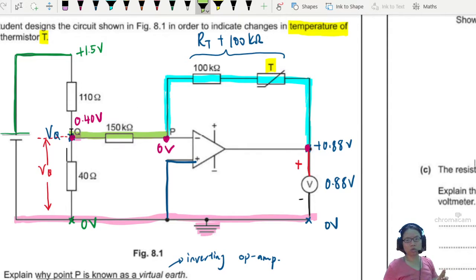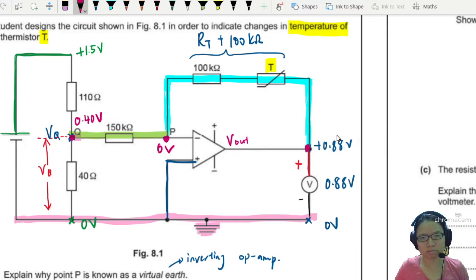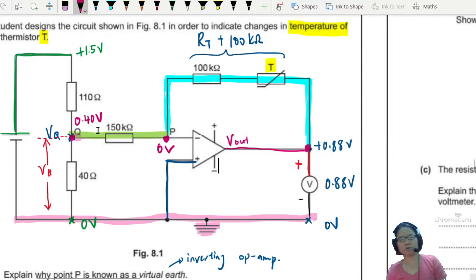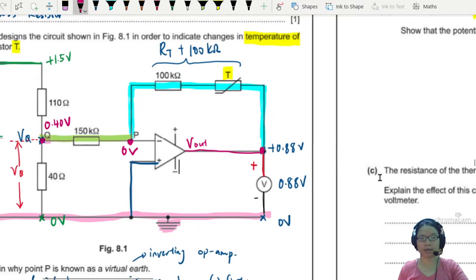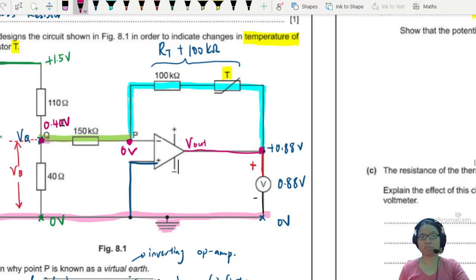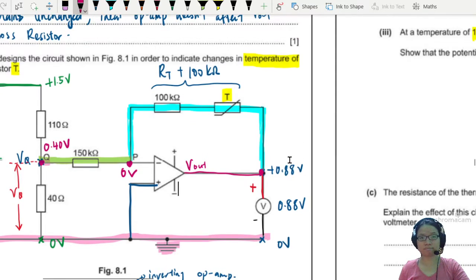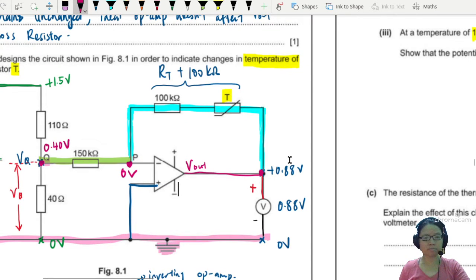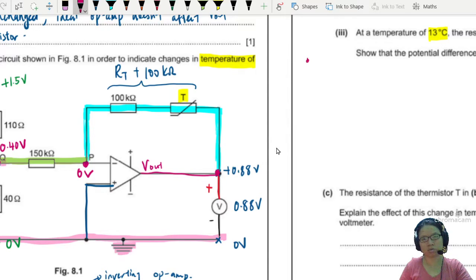Connecting point Q to P to V out. I'm going to label this V out. Connected to here. I'm going to straighten my beautiful resistors. Where do you want to start from, 0.4 or positive 0.88? Let's say I start drawing from 0.88, started from the top. Anyway, 0.88 volt. If you're unsure about the polarity, leave it first.